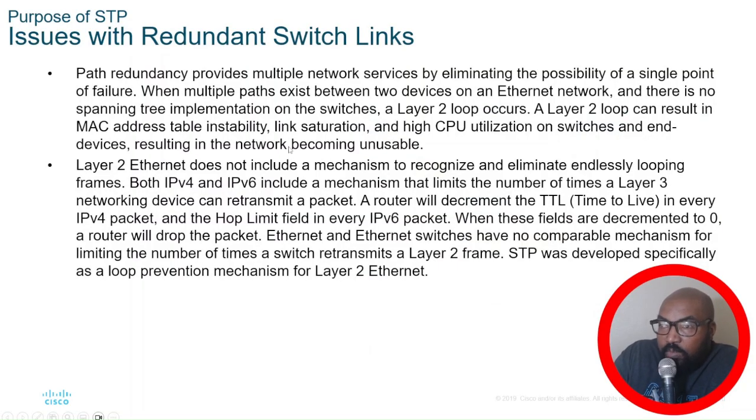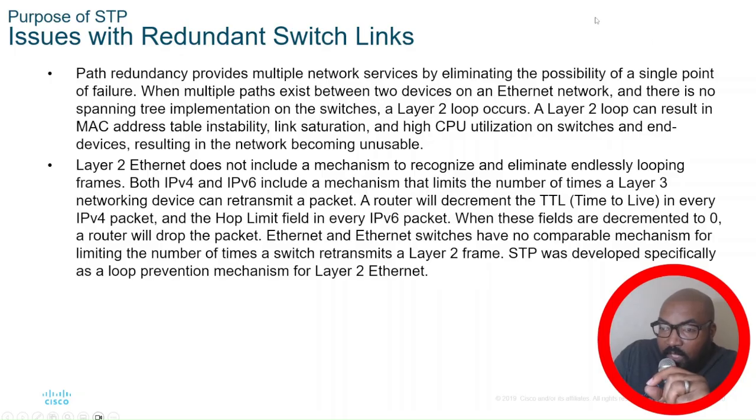All right, so issues with redundant switch links. Path redundancy provides multiple network services by eliminating the possibility of a single point of failure. When multiple paths exist between two devices on an Ethernet network, and there is no spanning tree implementation on the switches, a layer 2 loop occurs. So, going back to my question that I want you to send me an email on, what does a switch do when it receives a frame? Specifically when there's other things connected to the switch. What is it supposed to do?